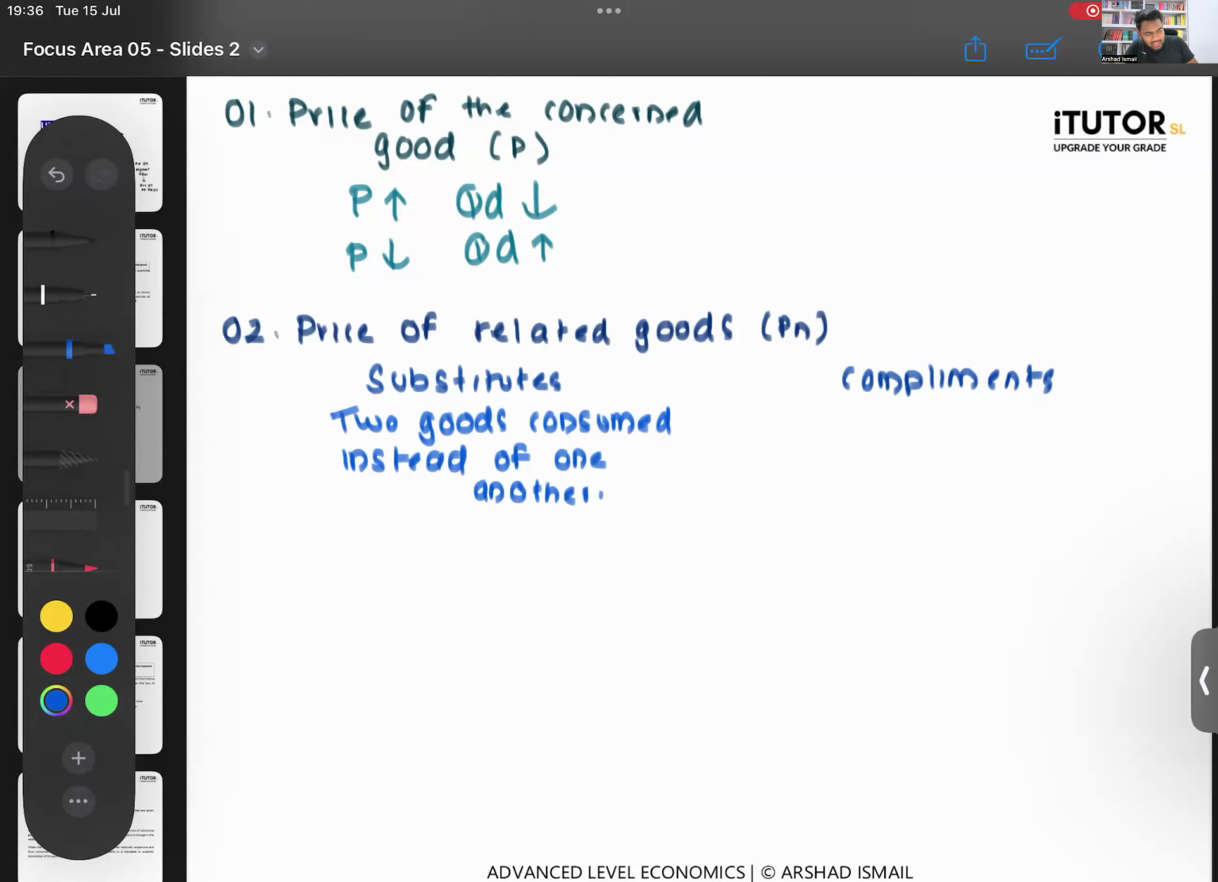Right. What are complementary goods? Complementary goods are two goods that are consumed together. Right. So I'll give you an example, and we'll start.